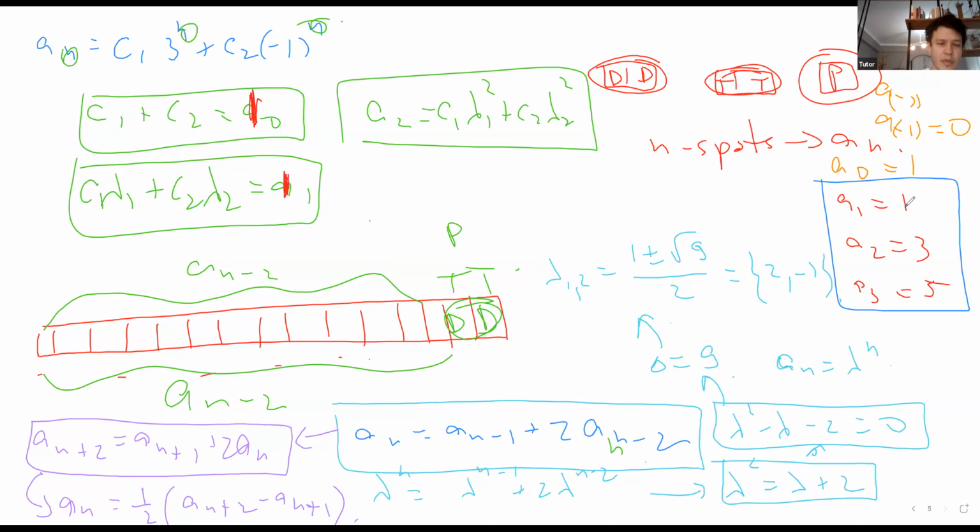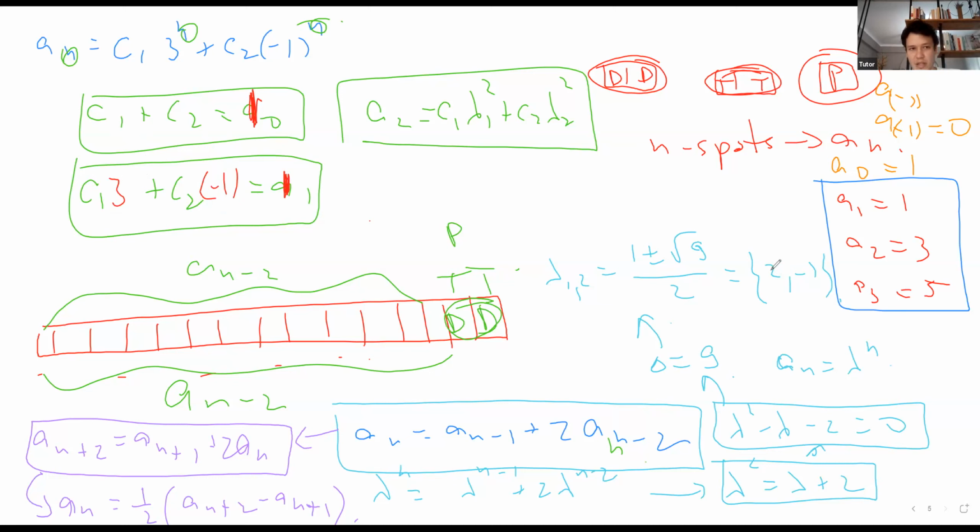So this one's also 1. Okay, so let's just look at this two. What is lambda 1 and lambda 2? This was 3, and this was minus 1. So I have C1 plus C2 is 1, and then 3C1 minus C2 is equal to also 1. So I guess what I can do is add them. What's happening if I add them?